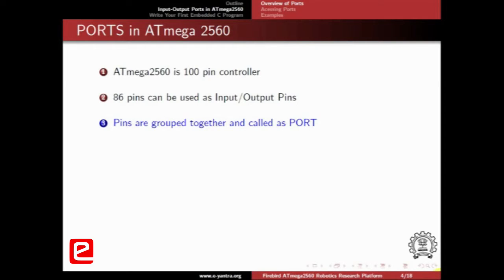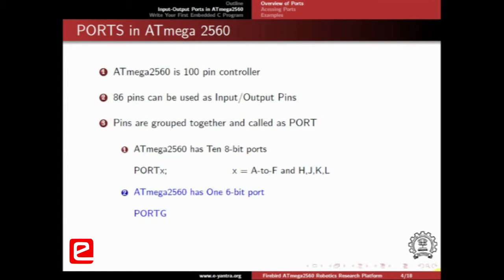So we have grouped the pins and have called them as ports. In Atmega 2560 we have 10 8-bit ports named as port X, where X is the name of the port, and X will vary from A to F and H, J, K and L. Atmega 2560 has one 6-bit port which is named as port G. All ports can be configured individually as input or output pin as per the device connected to it.